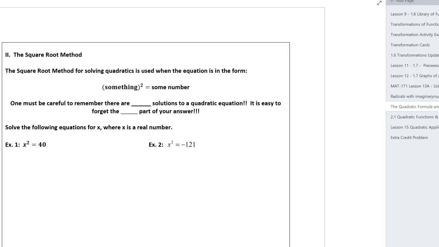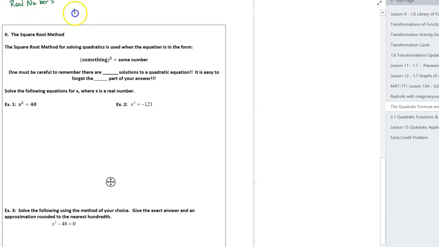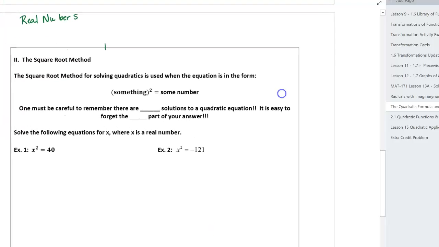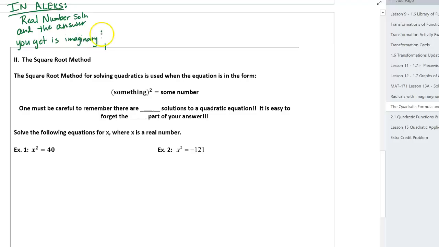So, if you are asked to give a real number solution, and the answer you get is imaginary, what you would enter in Alex is no solution, because the solution was not real, it was imaginary.